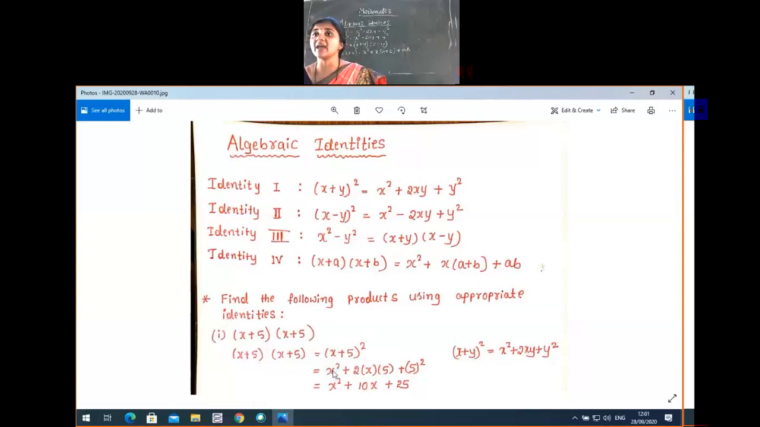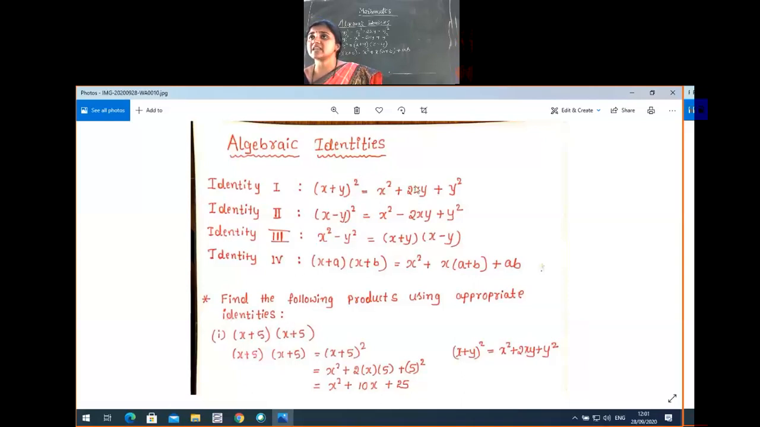That is x square plus 2 into x value, which is x only, then y value is 5. 2 into x into 5, plus y value is 5, that is 5 square. After the simplification, x square plus 2 into x into 5, that is 10x, plus 5 square is 25. So (x + 5) into (x + 5) is equal to x square plus 10x plus 25.